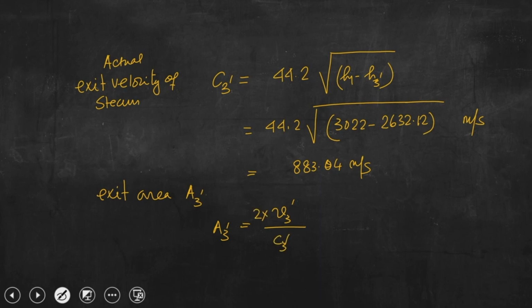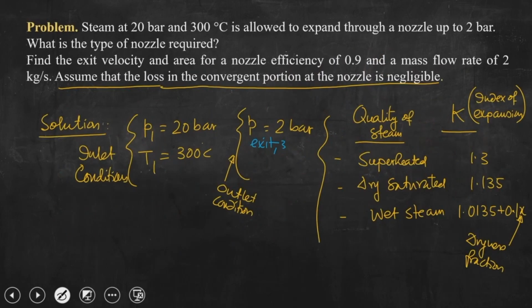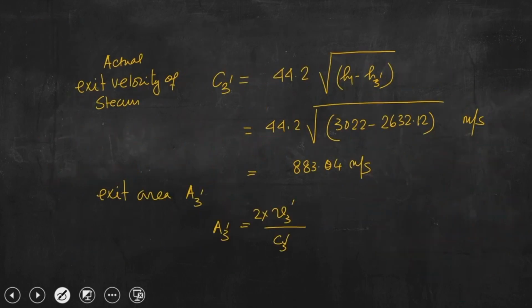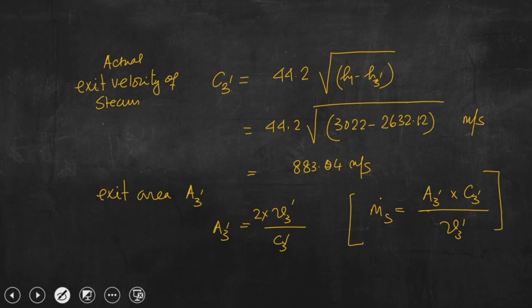2 into, right. So, if we go back to the problem statement, see why you are writing 2, because mass flow rate is given 2 kg per second, right. So, we are writing this expression from the fact that mass flow rate of steam, that is A3 prime into C3 prime divided by V3 prime, right. So, this is the mass flow rate of steam. Now, you have seen, basically area into velocity into density, instead of writing density you have written the specific volume. So, this is very straightforward formula. So, this is mass flow rate of steam.